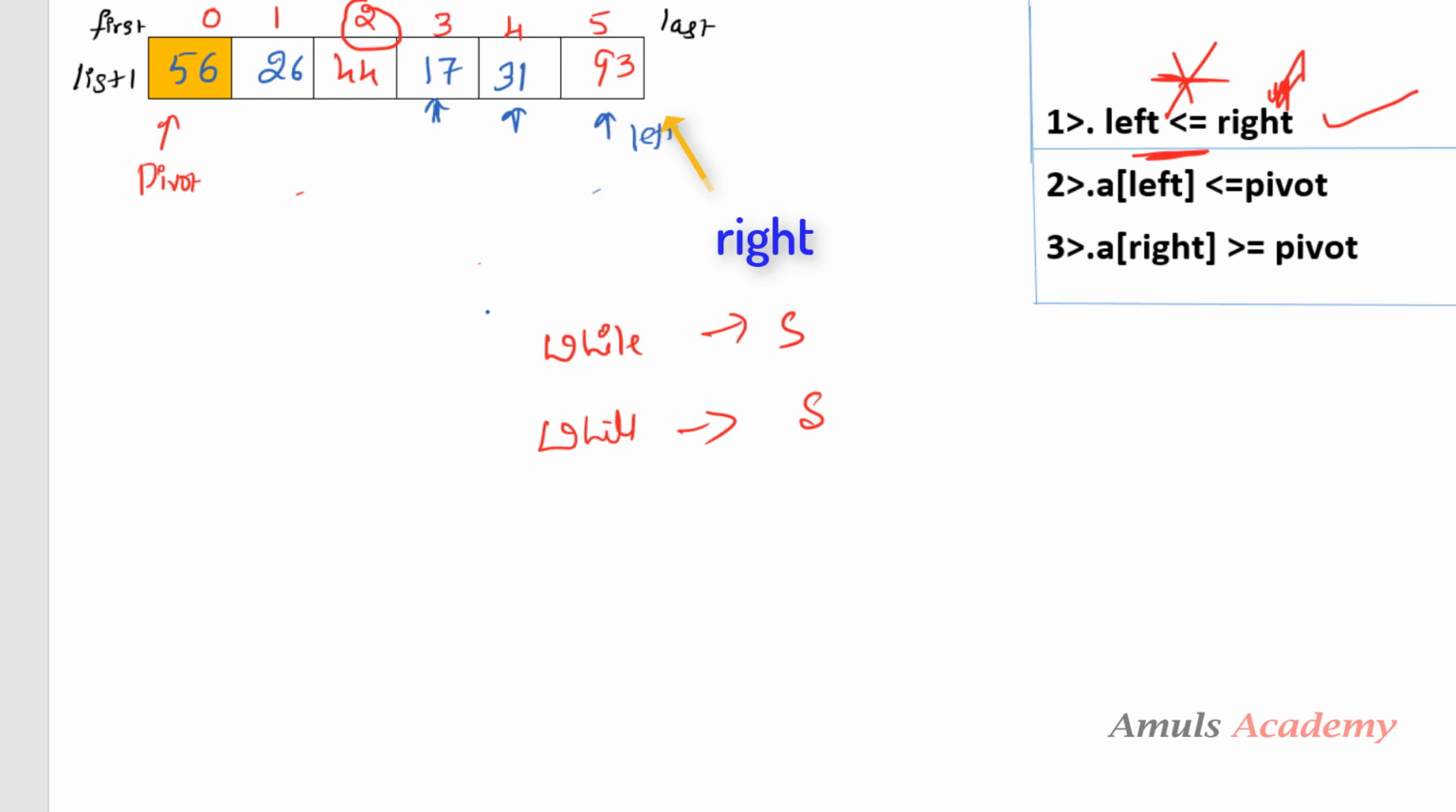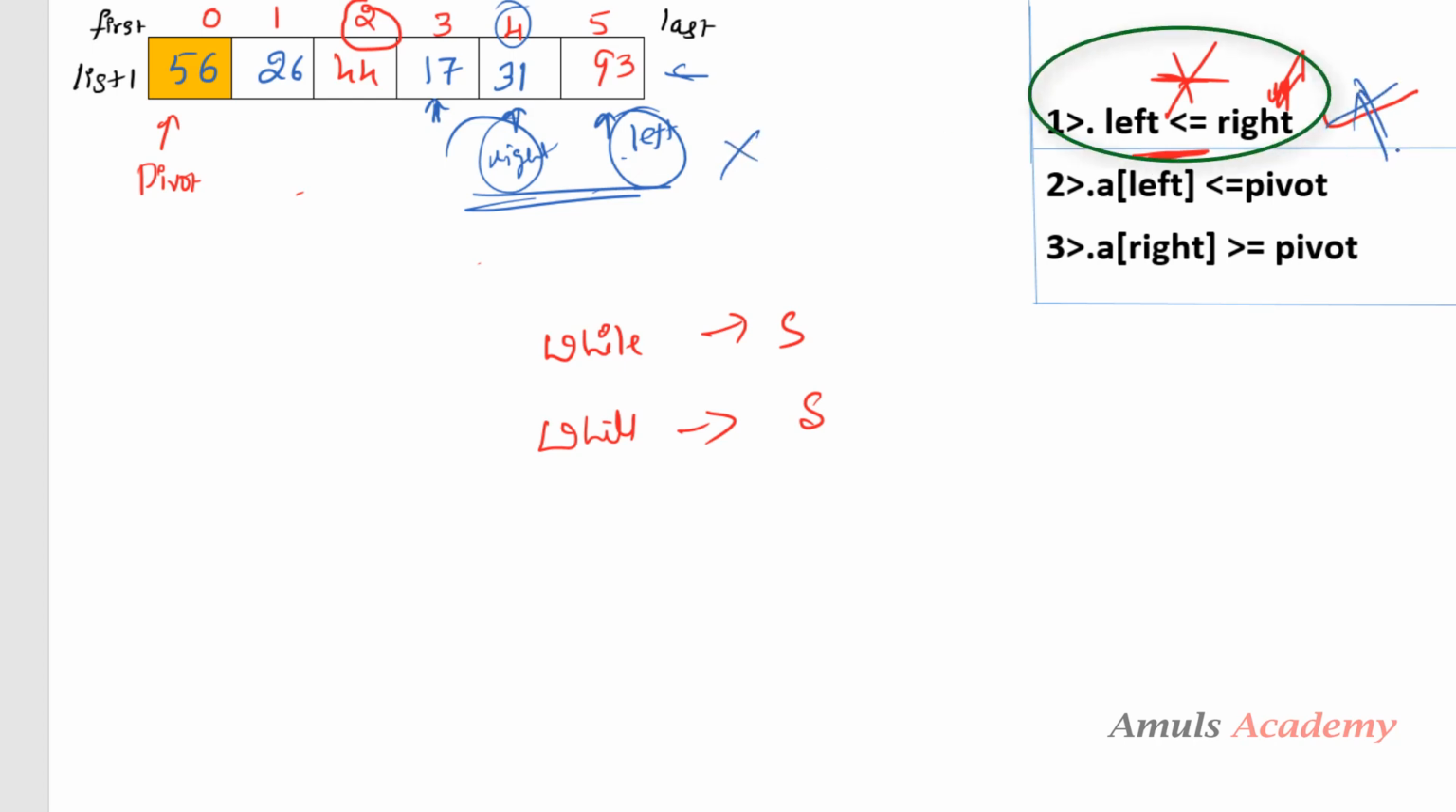So I'll go to the right side now. So right is here. So it will check whether 93 is greater than 56, true. So it will go to the next value. Left is greater than right. Right value is 4, left value is 5. So this condition becomes false. Okay, if this condition becomes false, I need to stop everything.